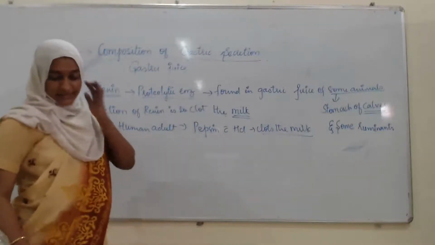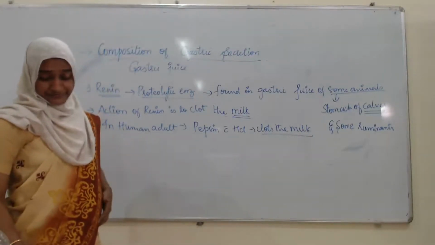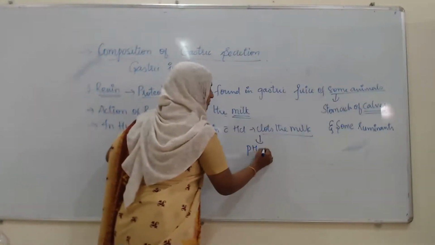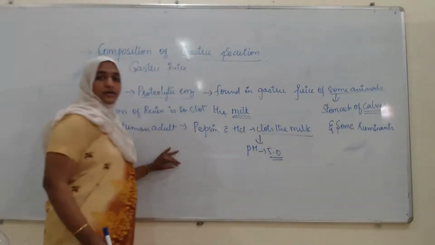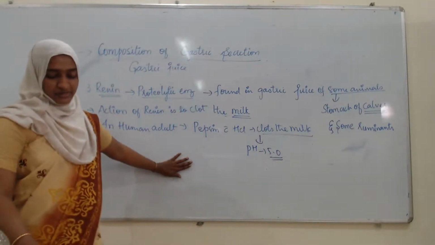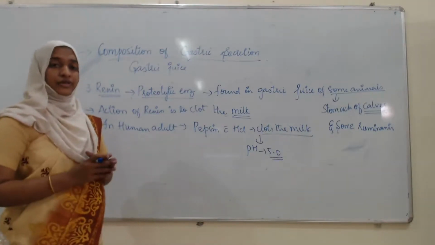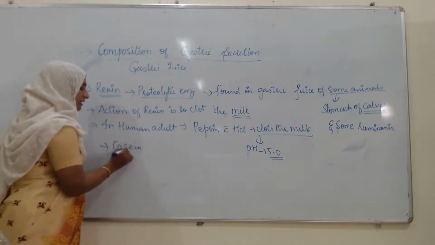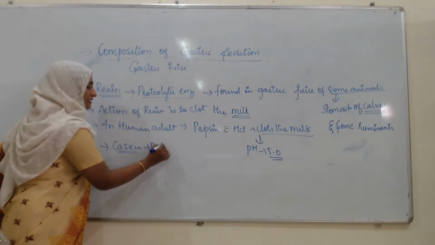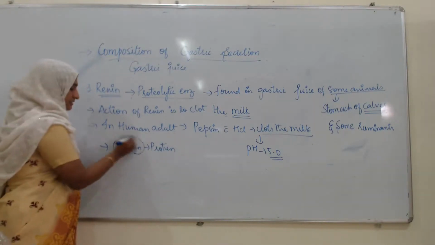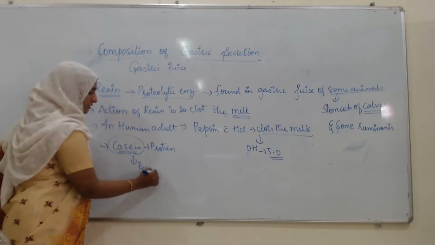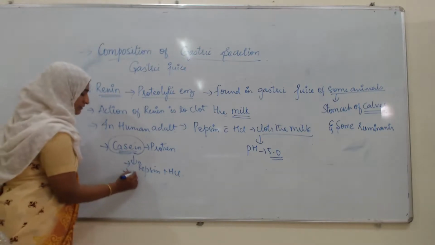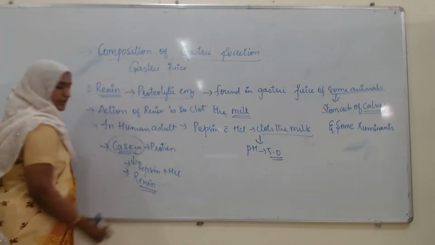Next, here it clots the milk at a pH of 5.0. The next thing here is casein. One more thing: in milk there will be the presence of a protein, that is casein. This casein is digested by pepsin plus HCl in a human adult, but in a small infant it is going to be digested by the renin.